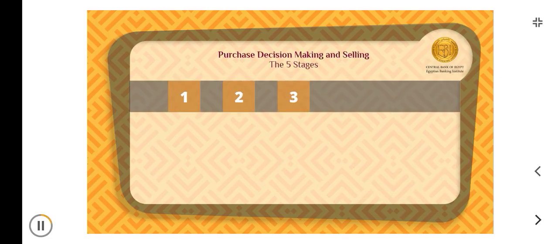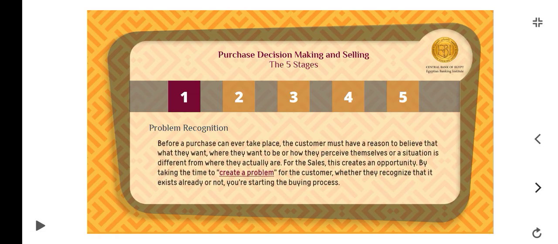Purchase decision making and selling, the 5 stages. Stage 1, problem recognition. Before a purchase can ever take place, the customer must have a reason to believe that what they want, where they want to be, or how they perceive themselves or a situation is different from where they actually are. For sales, this creates an opportunity. By taking the time to create a problem for the customer, whether they recognize that it exists already or not, you are starting the buying process.